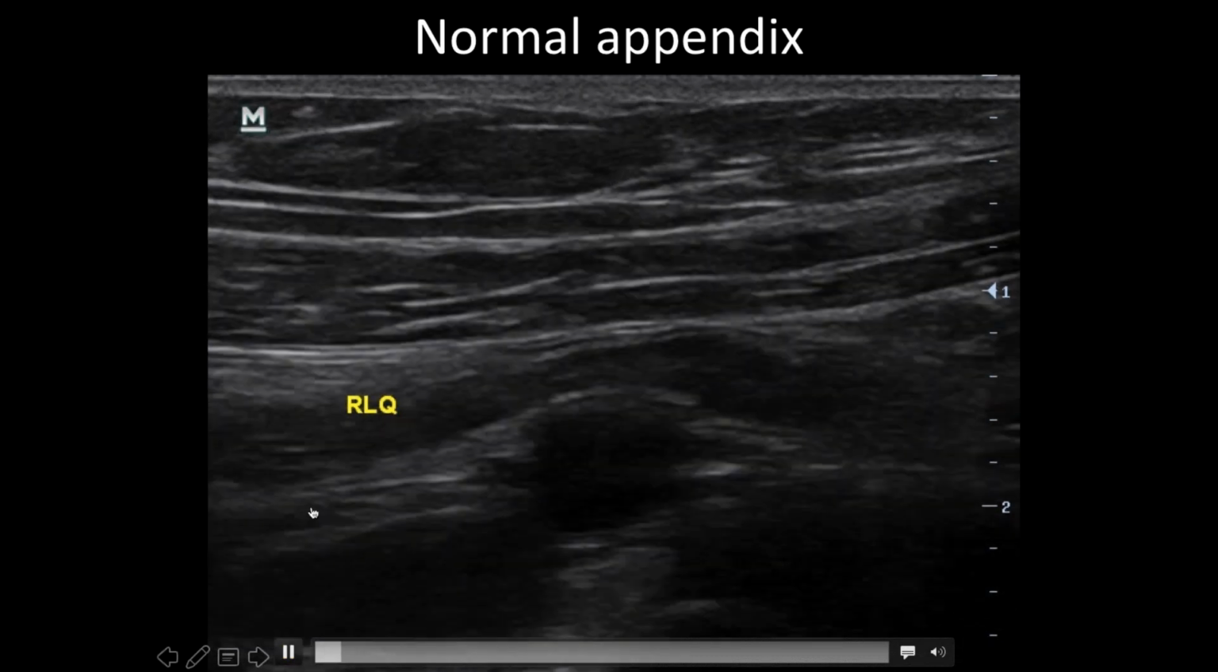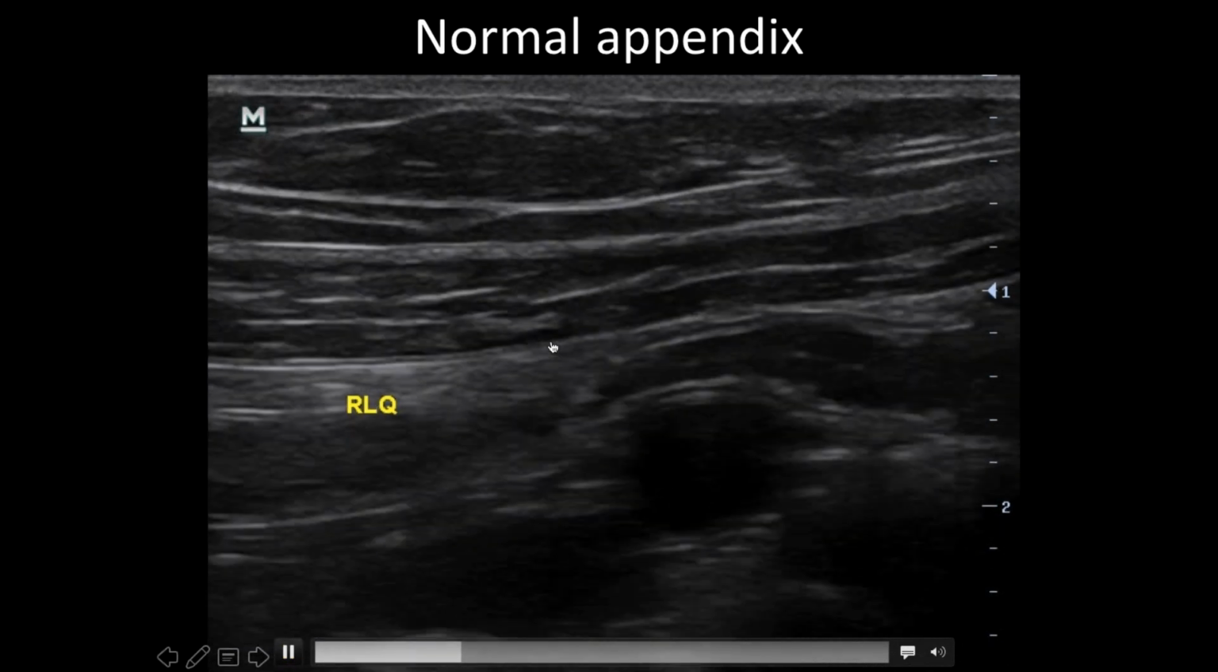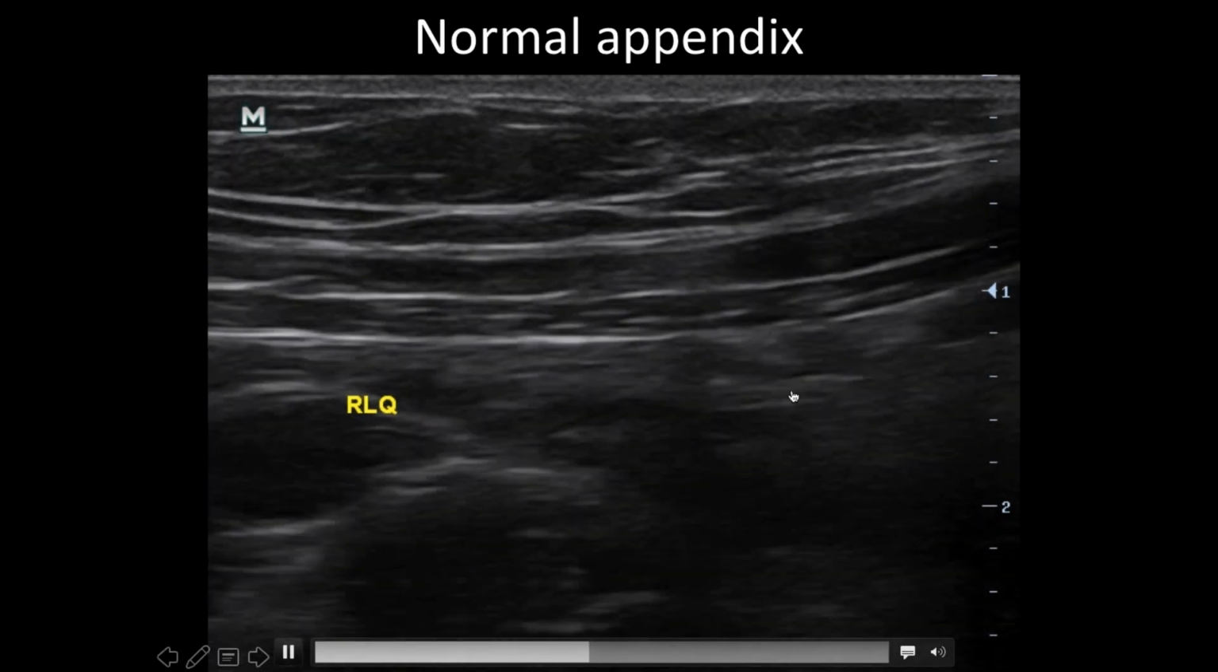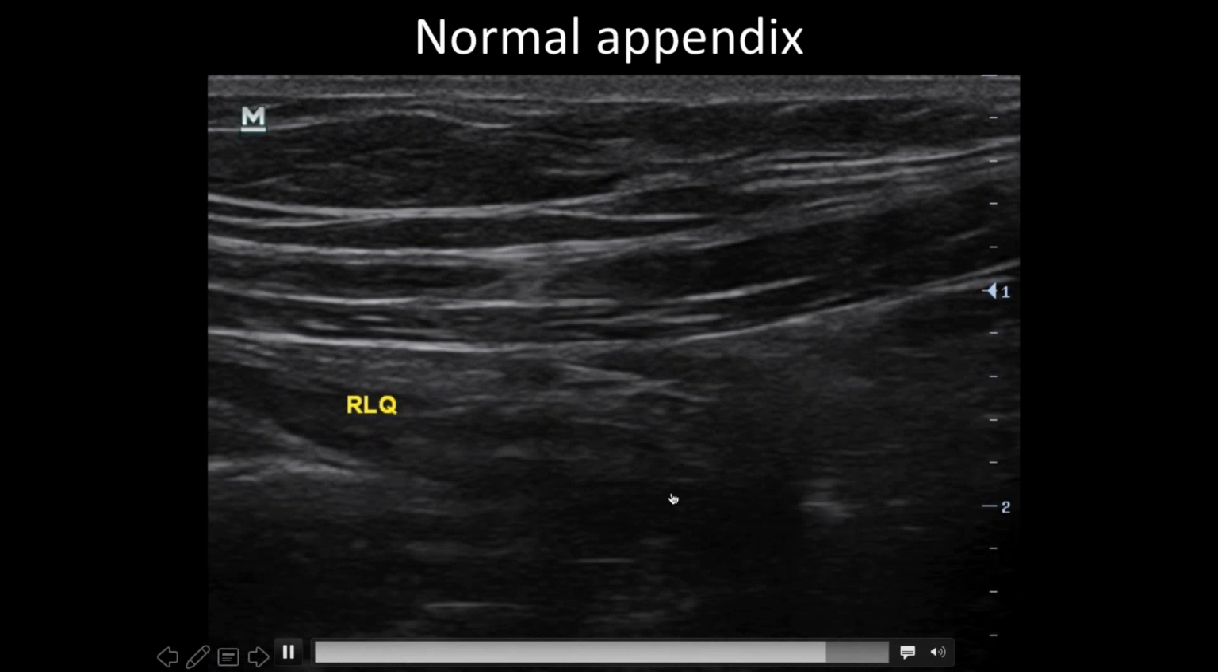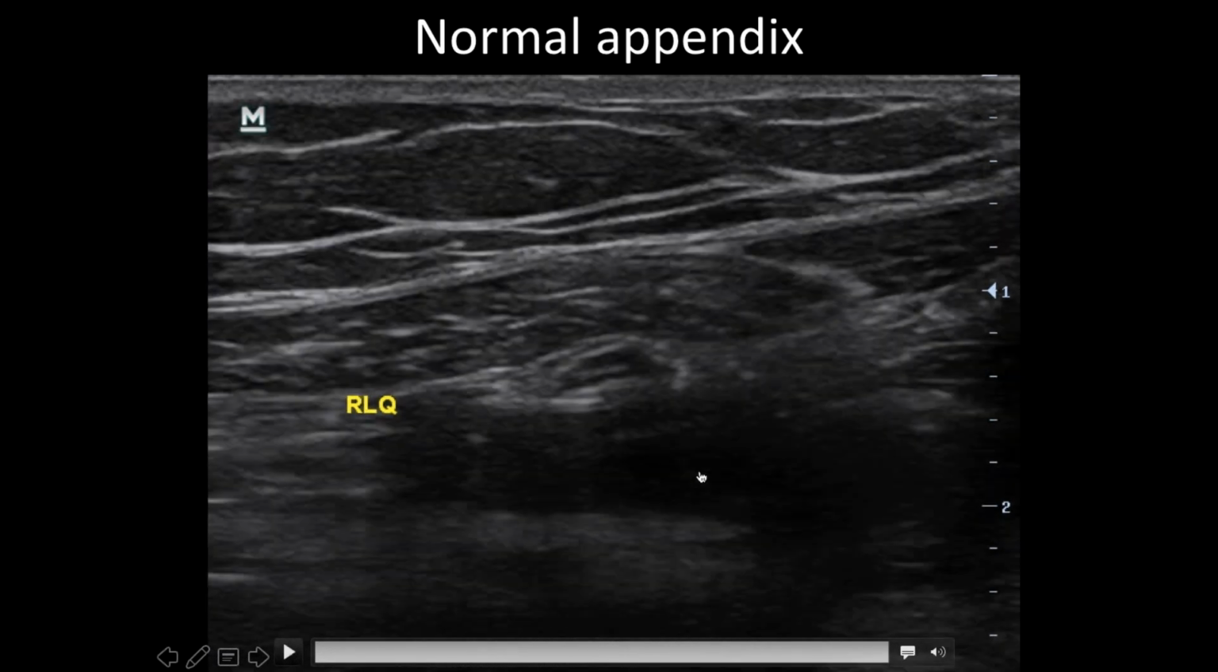I'm going to play this here. So this is all appendix. And then we're going to try to find that blind end. The blind end is seen very briefly, but it's right there at the end of that clip. And then we're going to turn 90 degrees to find it in short axis.